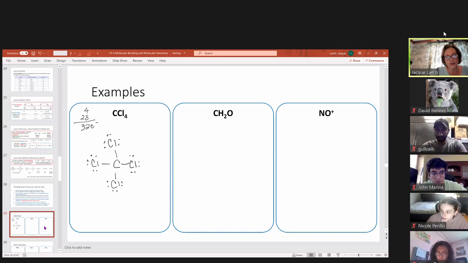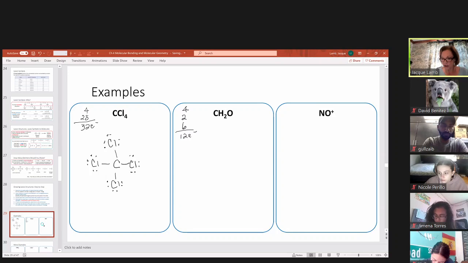When I do CH2O, I have 4 electrons for carbon, 2 electrons, 1 from each of the hydrogens, and 6 electrons from oxygen. So I have 12 electrons that I can put in my final structure. So my first step is carbon in the center. Single bonds, whoops, I'm sorry, that's incorrect. That should be a hydrogen.